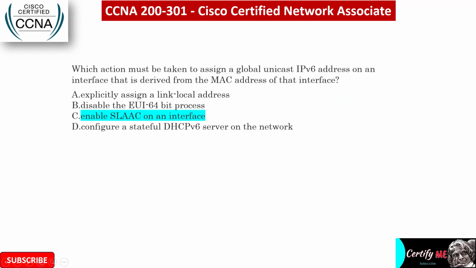Next question. Which action must be taken to assign a global unicast IPv6 address on an interface that is derived from the MAC address of that interface? Option A. Explicitly assign a link local address. Option B. Disable the EUI-64 process. Option C. Enable SLAAC on an interface. Option D. Configure a stateful DHCPv6 server on the network. Option C is the correct answer for this question.